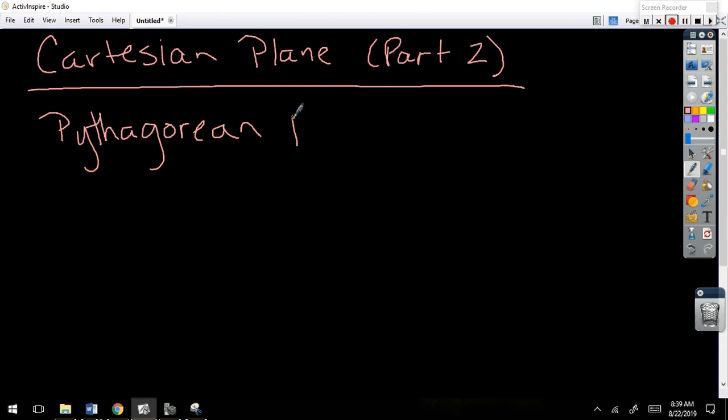What is the Pythagorean Theorem? A squared plus B squared. That's exactly right. A squared plus B squared equals C squared. When do you use it?